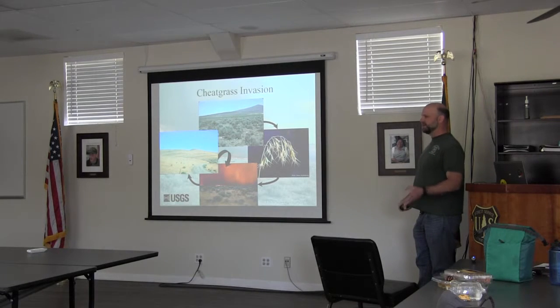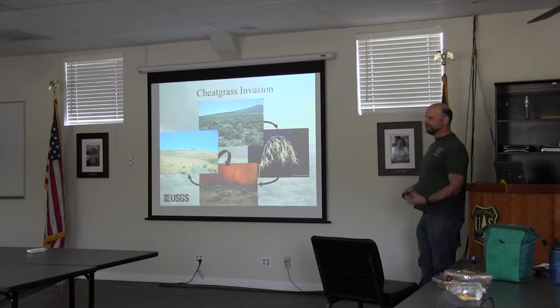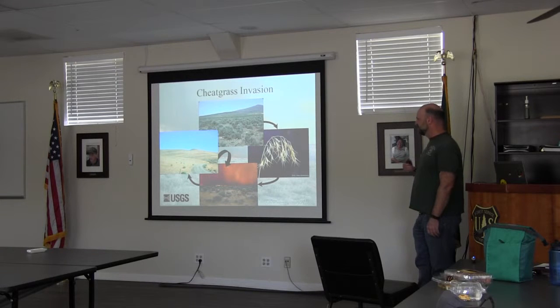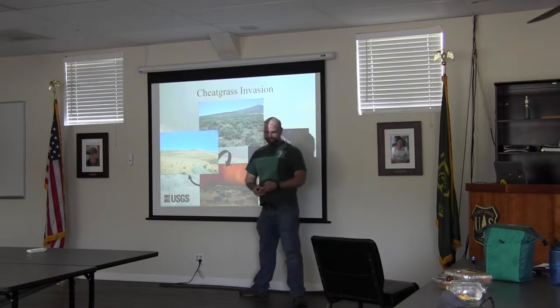Cheatgrass is a big issue in the Great Basin, like Nevada. It does the same thing, same cycle. It fills in all this space that was probably just bare ground before, or just little flowers. It catches on fire, takes the sagebrush out. You get a landscape that used to look like that, starts to look like that.